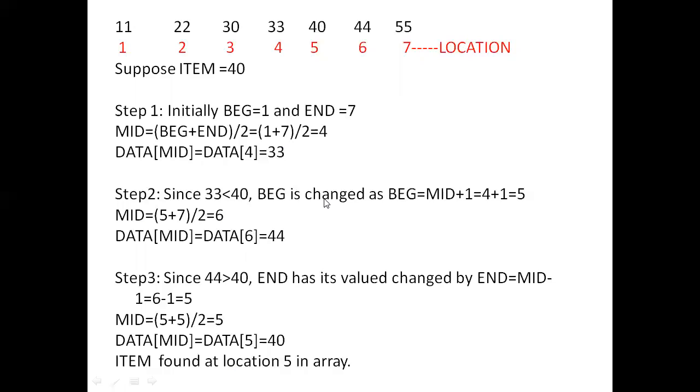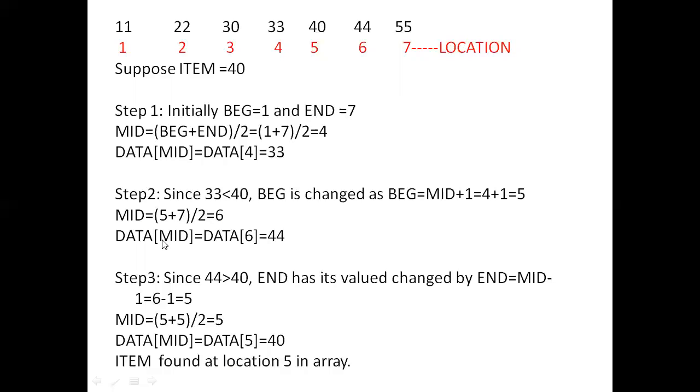So what is the beginning element I am getting? The formula is beginning is equal to mid plus 1. You can see my new mid location is 4, so 4 plus 1 is equal to 5. You can observe that here. Now my beginning location is changed, so the new beginning location is 5.